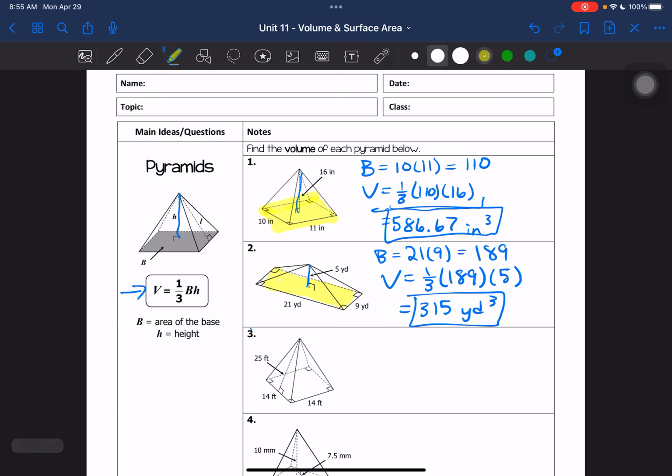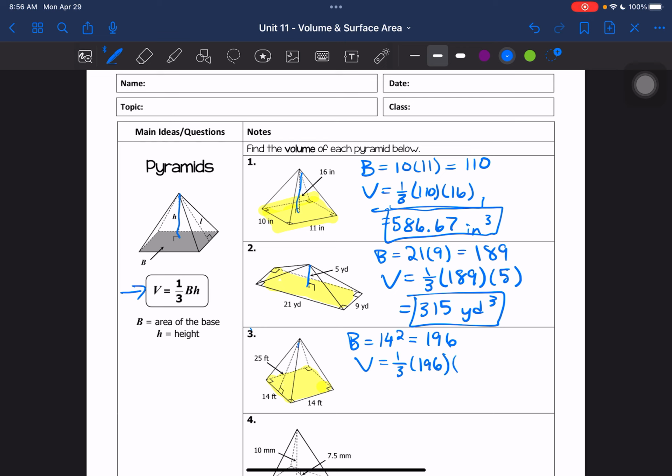Next is number 3. This one we can see that the base is a square because both of those sides are 14. So to find the area of the base, we would just do 14 squared. And that would give us 196. So we would next plug that into the formula for volume. So 1/3 times 196 times our height.